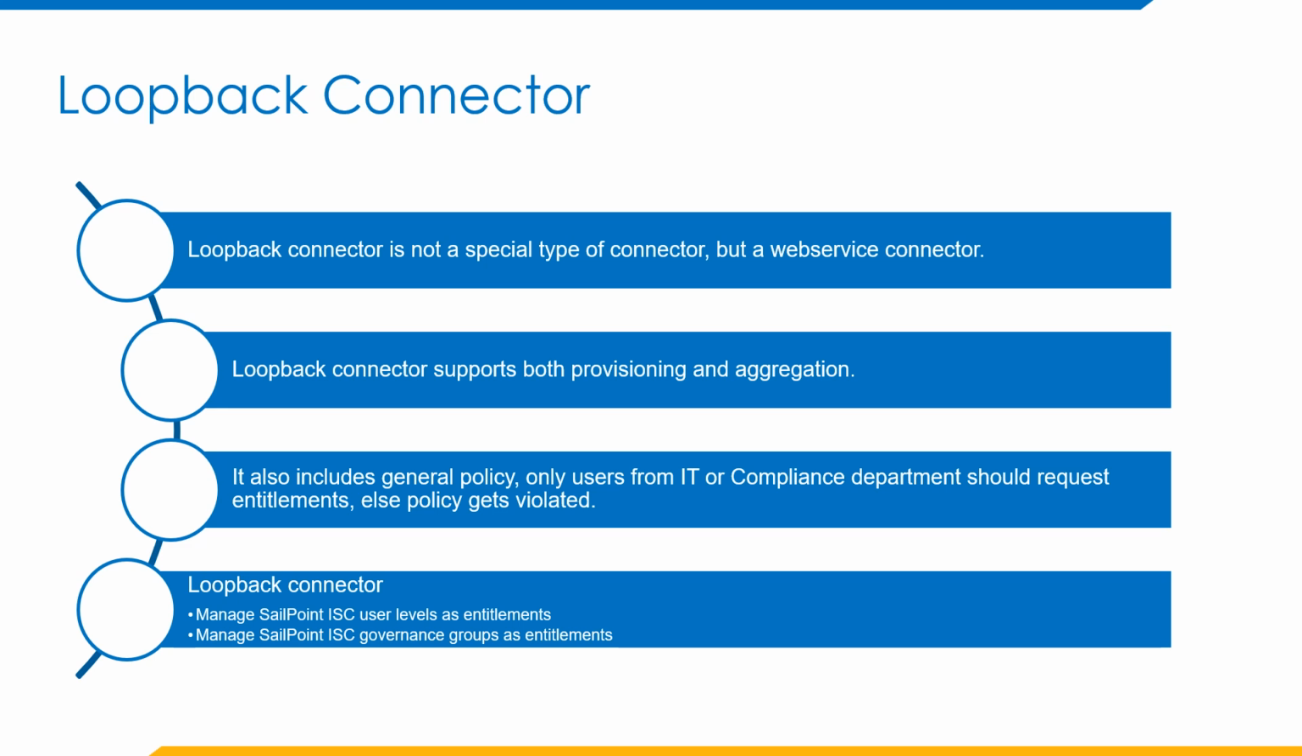Users can directly request for entitlements and set the duration. The respective access will be provided to users, and a user can request multiple user level permissions. It supports both provisioning and aggregation, where all existing users can be aggregated and users from the authoritative source can be provisioned to this source. It also includes a general policy, where users from the IT and compliance departments can request user level permissions or governance group membership. No person from any other department is allowed to request entitlements. If requested, then the policy gets violated and the respective owners are informed.